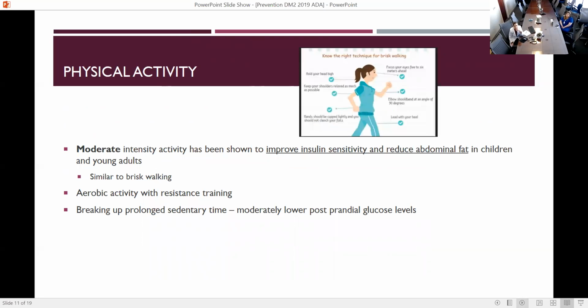So improving activity can improve insulin sensitivity and reduce abdominal fat. That's been shown in young children and adults. Aerobic activity, resistance training, all good. And just breaking up sedentary time seems to help lower postprandial glucose levels.